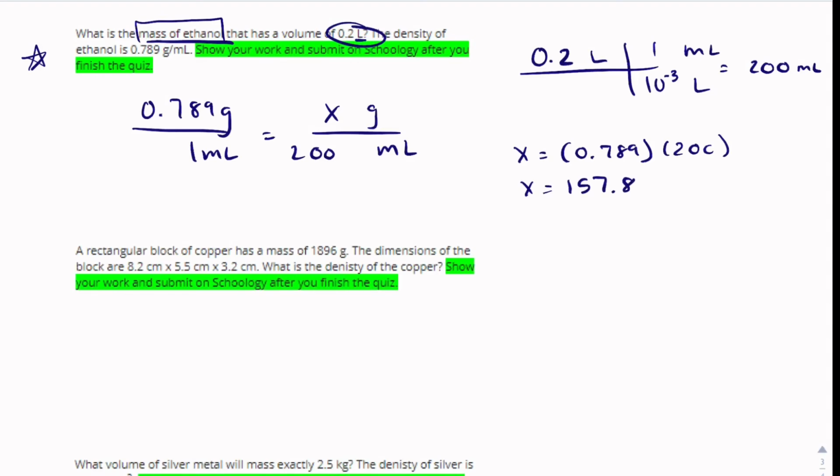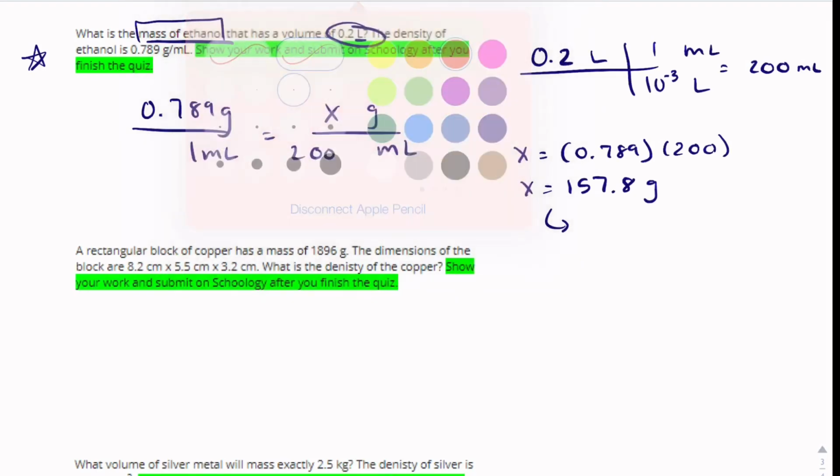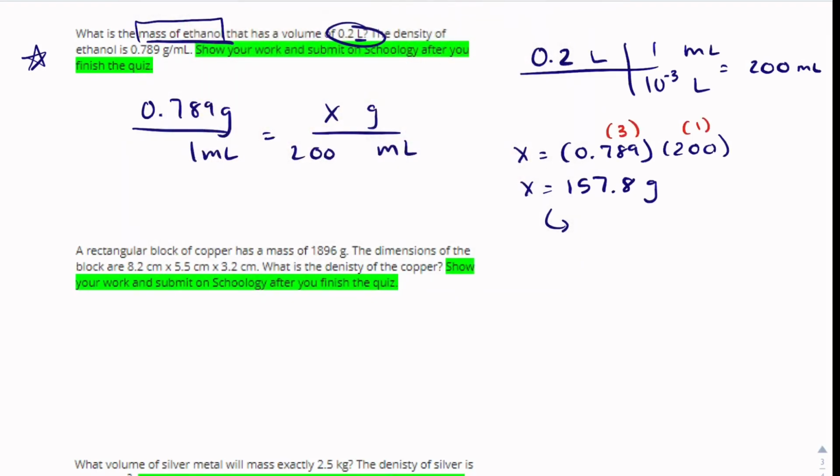X equals 157.8 grams. With sig figs, we get 3 and then 1 sig fig, so this is actually going to be 200 grams. I wanted to say 160, but 160 has 2 sig figs, so we had to just have 1, so we had to round it all the way up to 200.